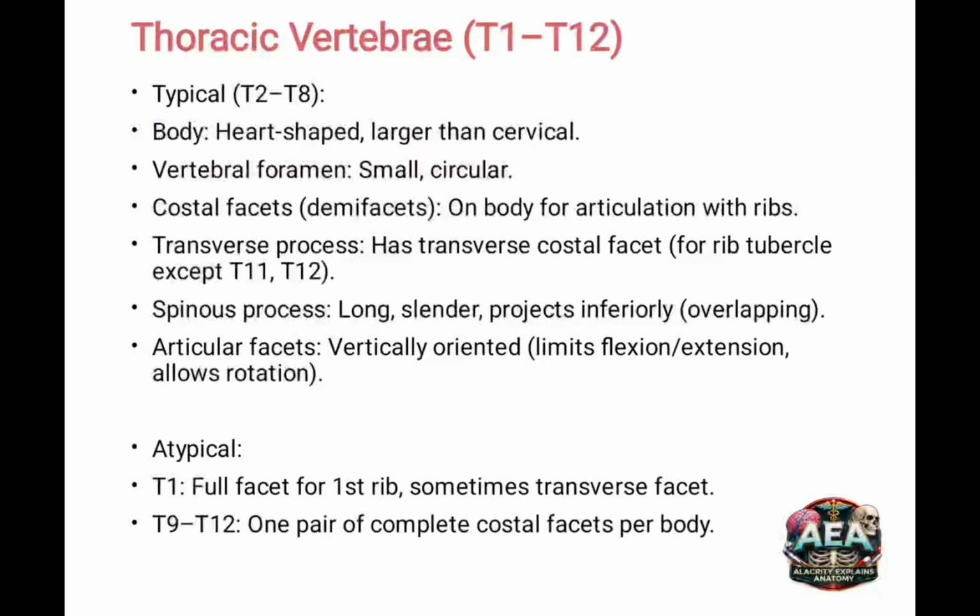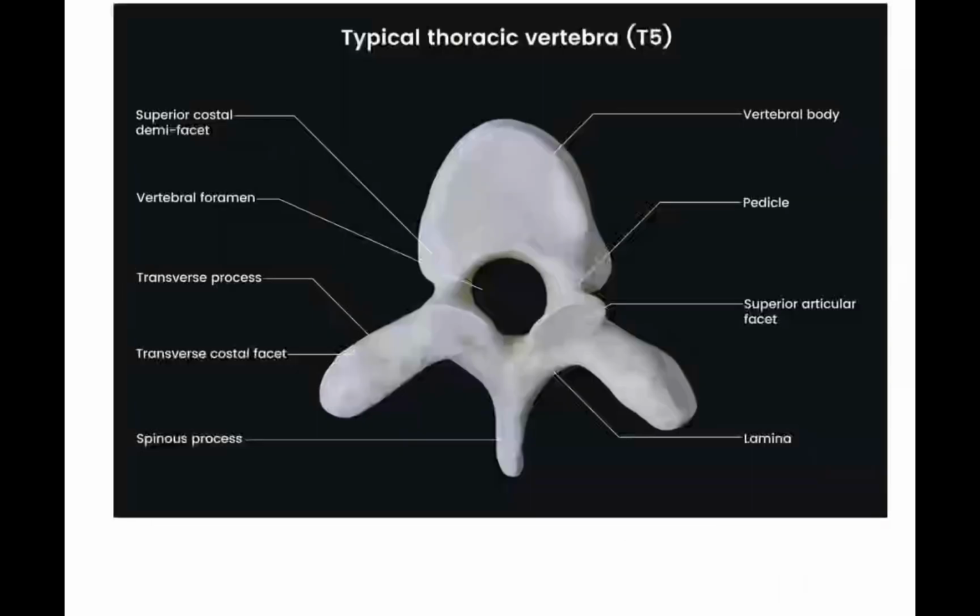So we have the thoracic vertebrae, which is T1 to T12. The typical ones are T2 to T8. They share all these features. They have a body which is heart-shaped, which is larger than cervical. Remember, we said the body increases as you go down. We have the vertebral foramen, which is small and circular. We have a costal facet called the demifacet on the body for articulation with the ribs.